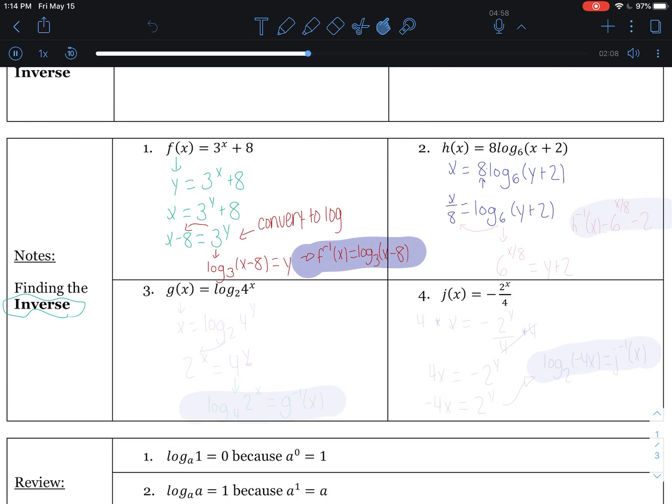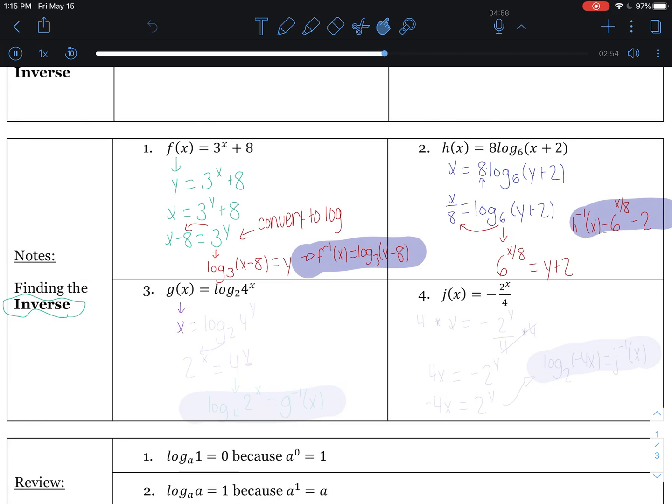Now, the y is inside of the log, so I need to get the y by itself. So again, I'm going to convert now to exponential form. It's in log form, now I want it in exponential. So the base of the log becomes the base of the exponent. So 6 to the power of x over 8 is equal to y plus 2. Okay, and then I'm going to subtract 2 from both sides. We end up with h inverse of x is equal to 6 to the x over 8 minus 2. That's our final answer. Let's do this a couple more times.